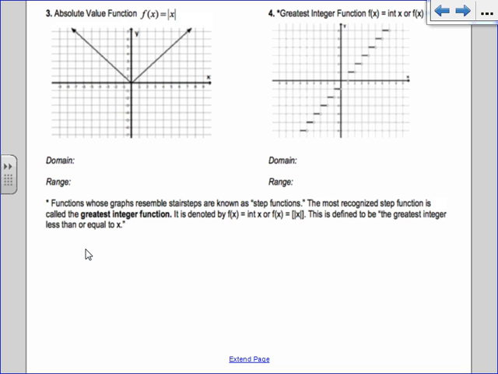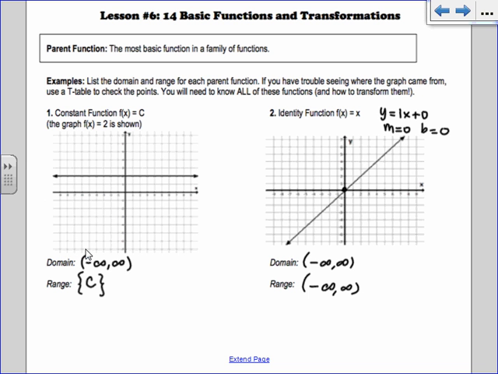All right, the absolute value function. If you did a little t-table for the absolute value function, you would see that every time you have a positive number, you get the same thing out. But every time you have a negative number, you end up getting the opposite out.